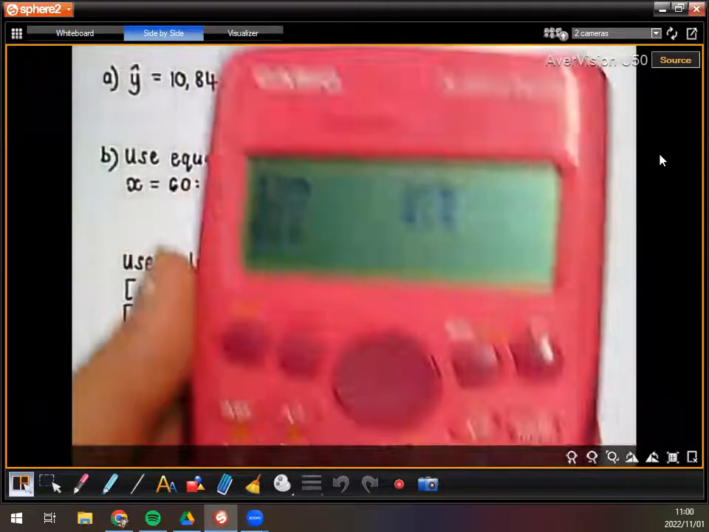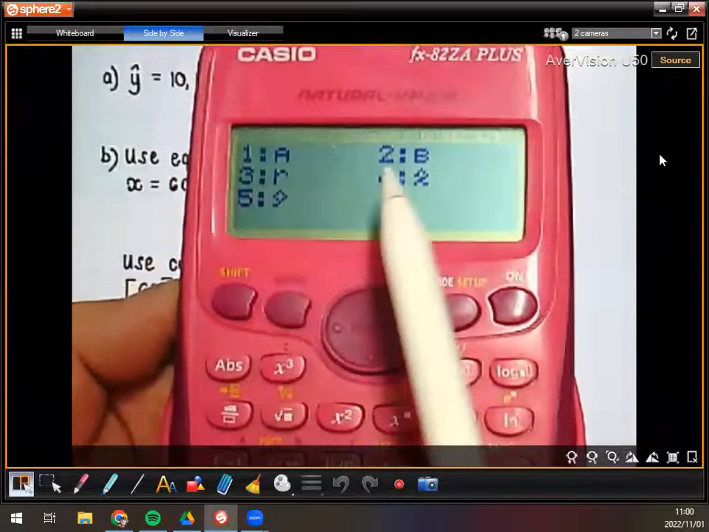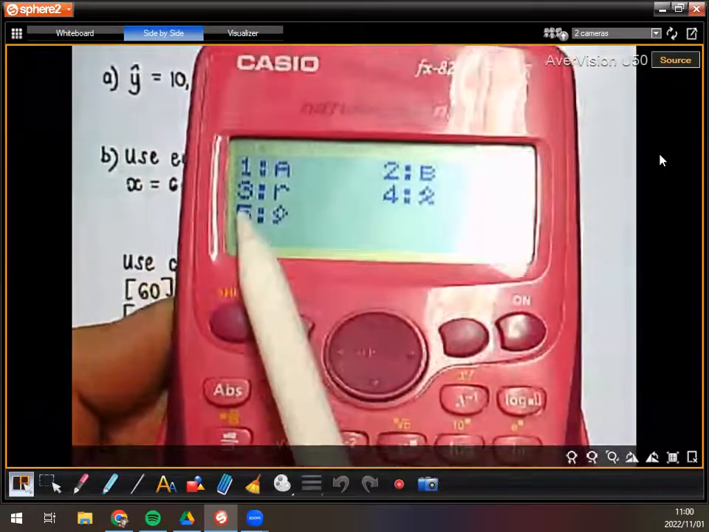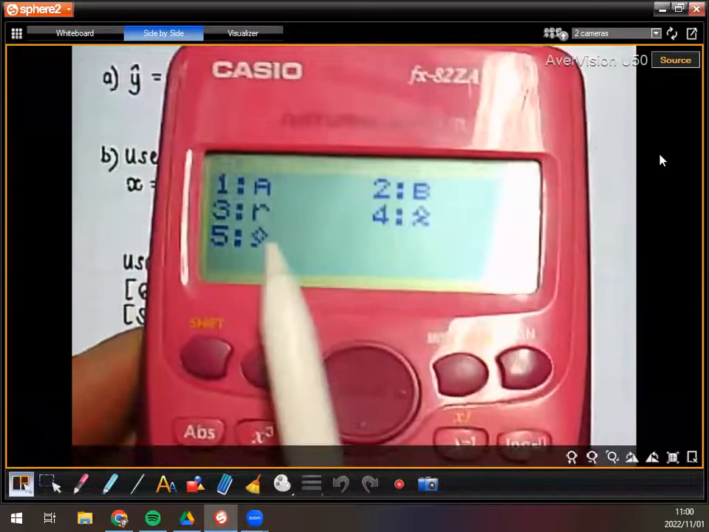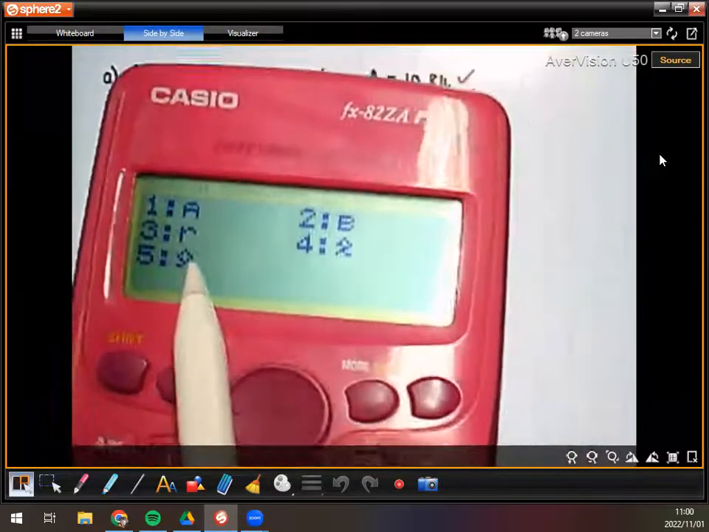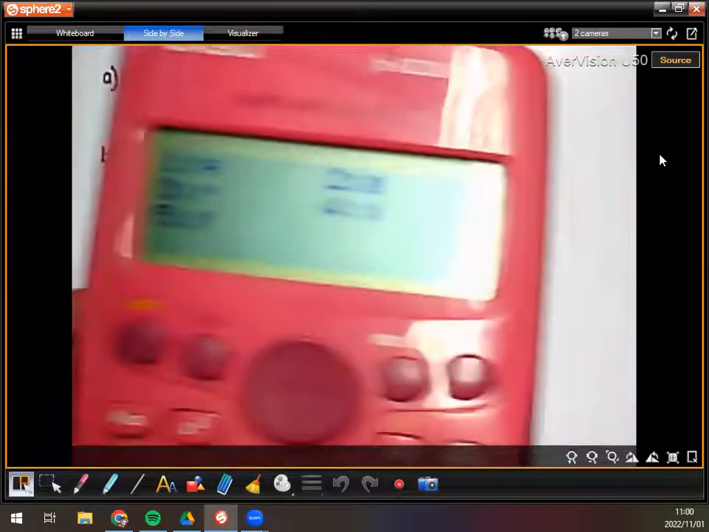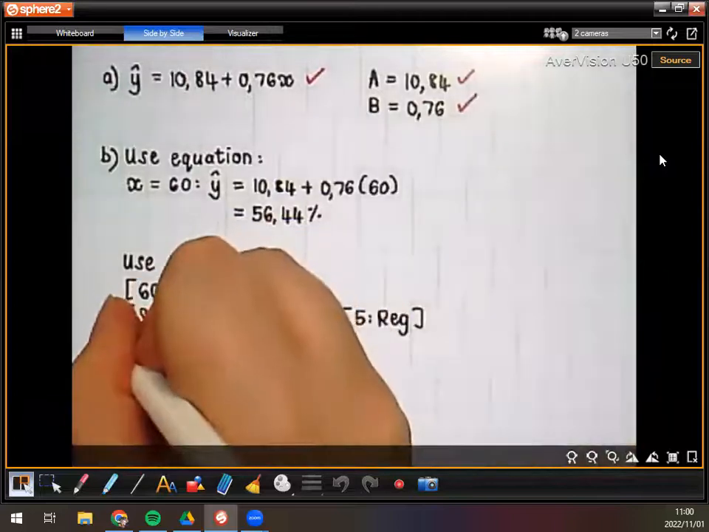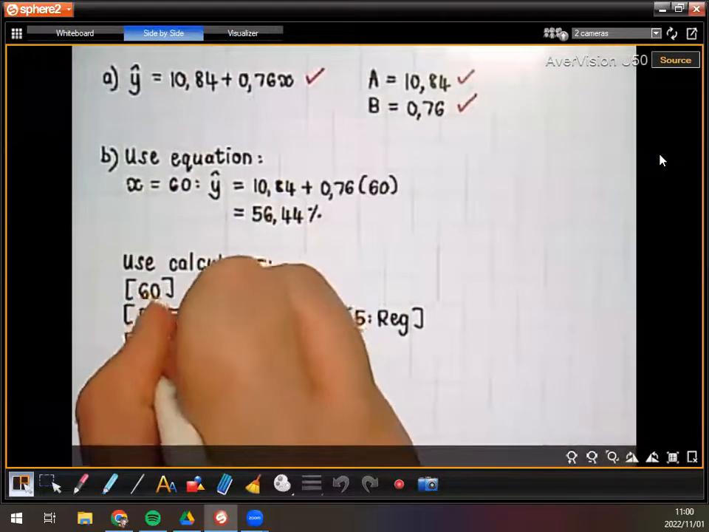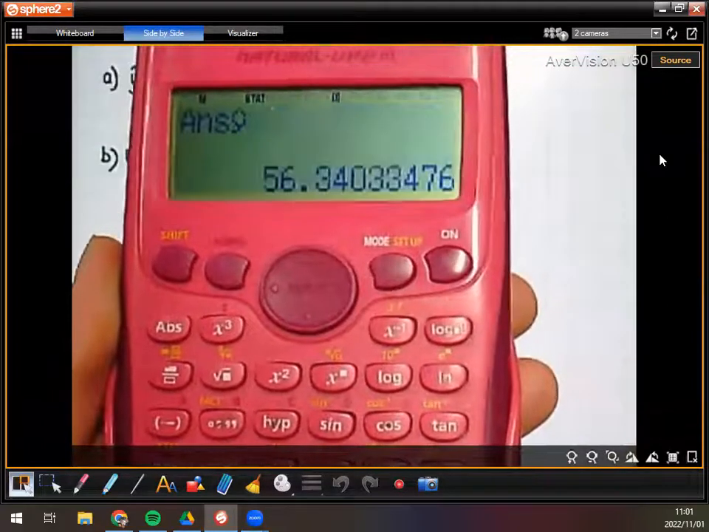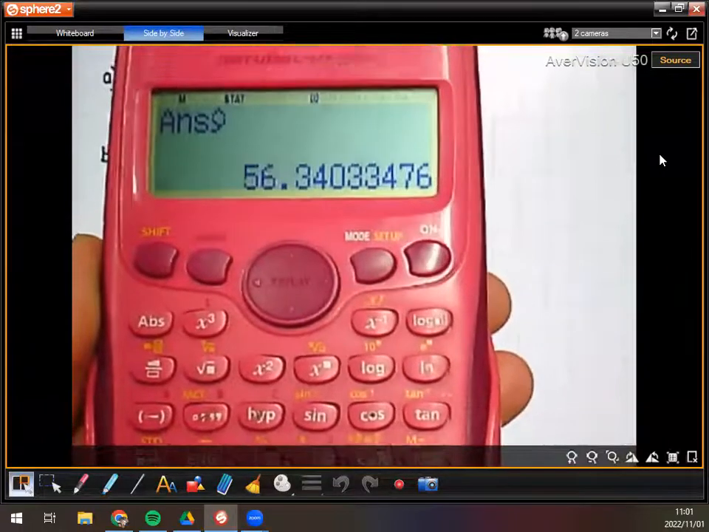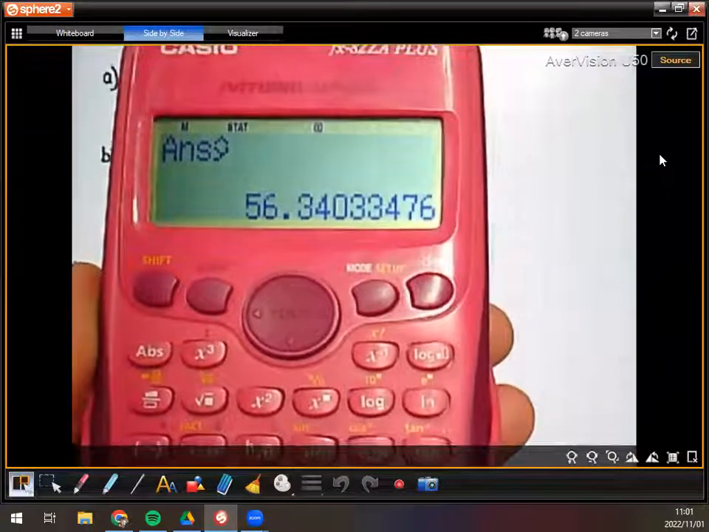And now, guys, we've worked with R and A and B already, but when we look at number 5, it's saying Y. So this is going to give us the Y value that goes with the X value of 60 that we put in. So you're going to press 5 for Y, and then you're going to press equals. Right, and then you get your answer, 56,34.